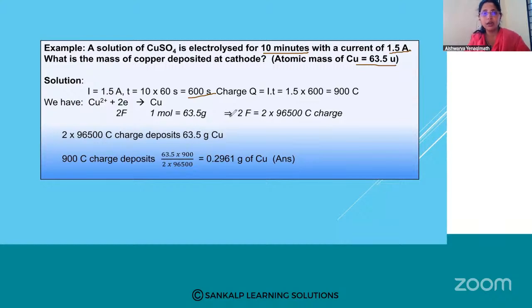But they have said here, how much is my charge? 900 coulombs of charge, how much mass is deposited? Substitute, solve, this much answer you will get. So the answer is 0.2961 grams of copper is deposited when you are passing a current of 1.5 ampere for 10 minutes. Clear with this? So like this we'll be solving many examples further.